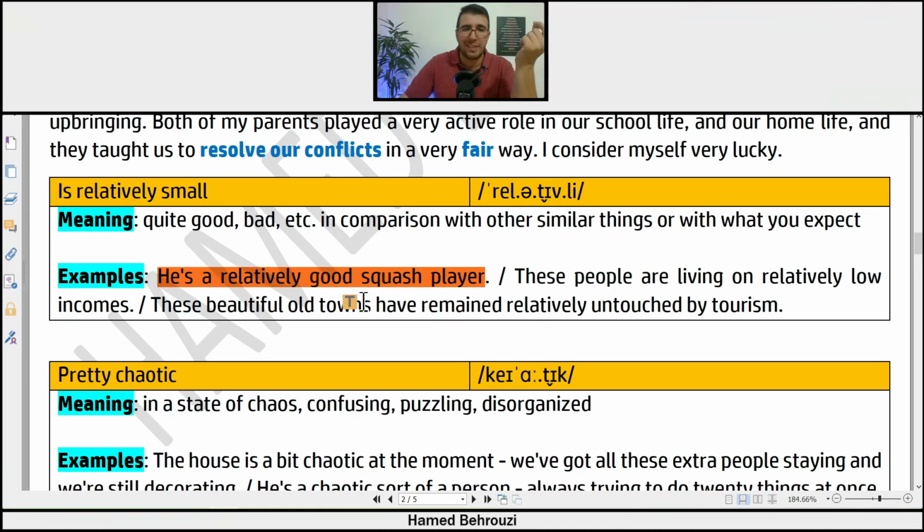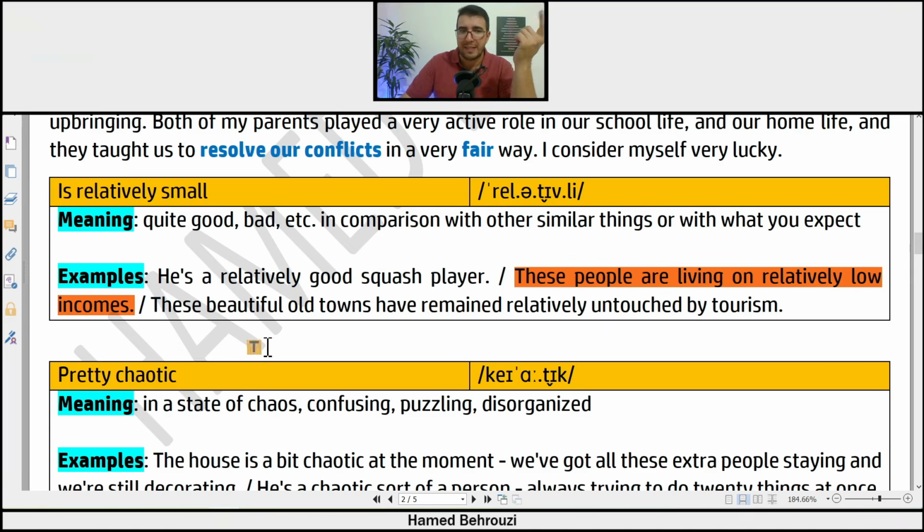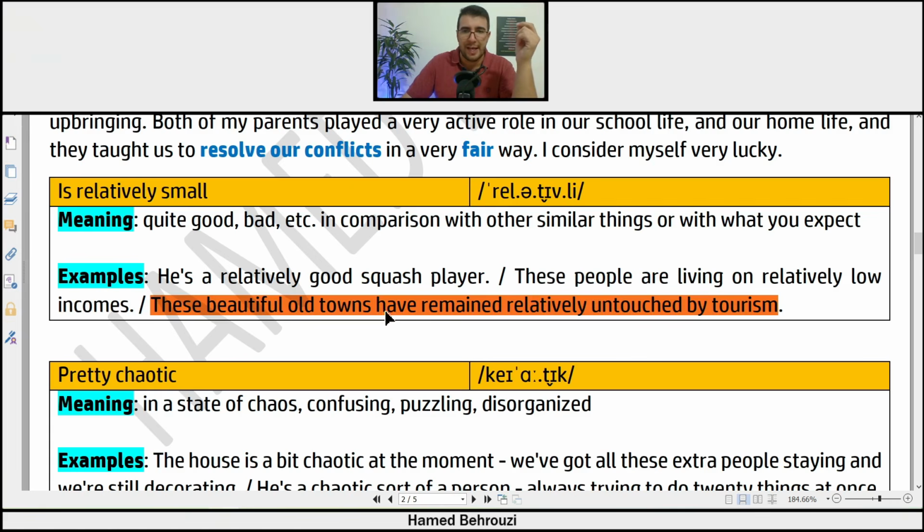He's a relatively good squash player. It means compared with other squash players, he's good. That's the meaning of relatively. The next one says, these people are living on relatively low incomes. It means their income is less compared to other people. These beautiful old towns have remained relatively untouched by tourism. They are not completely untouched, but compared to other places that have been affected by tourism, they have remained untouched. That's what we can say.